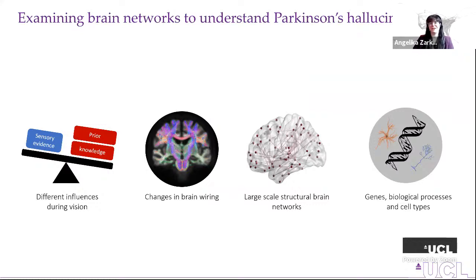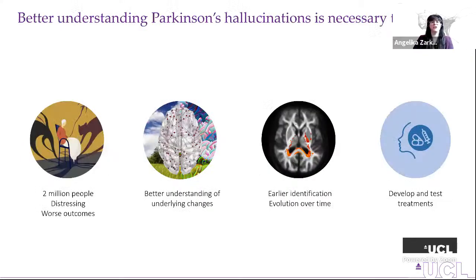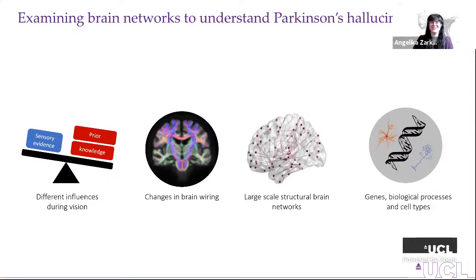Hopefully, I have convinced you by now that examining the brain as a network can provide really useful insight into the mechanisms of Parkinson's hallucinations at many different levels. Applying this approach, we now know that there is an imbalance of perceptual influences in people who hallucinate, with an overweighting and over-reliance on prior knowledge. There are also changes in brain wiring, when looking at the level of the individual white matter fibers and also at the level of the networks.